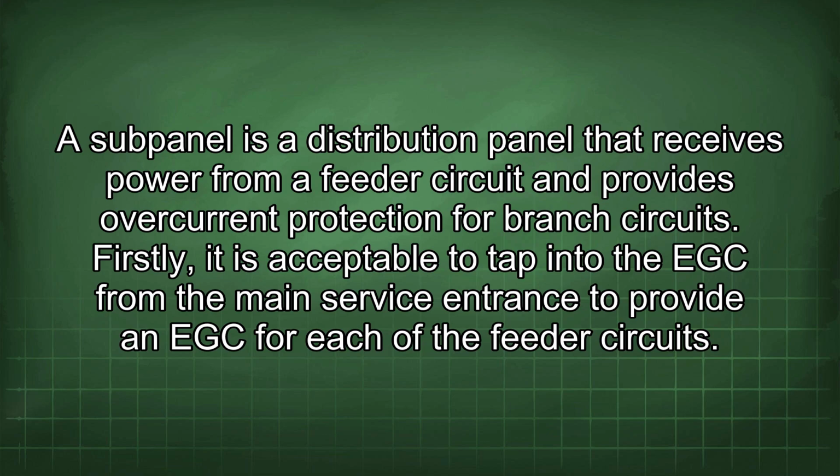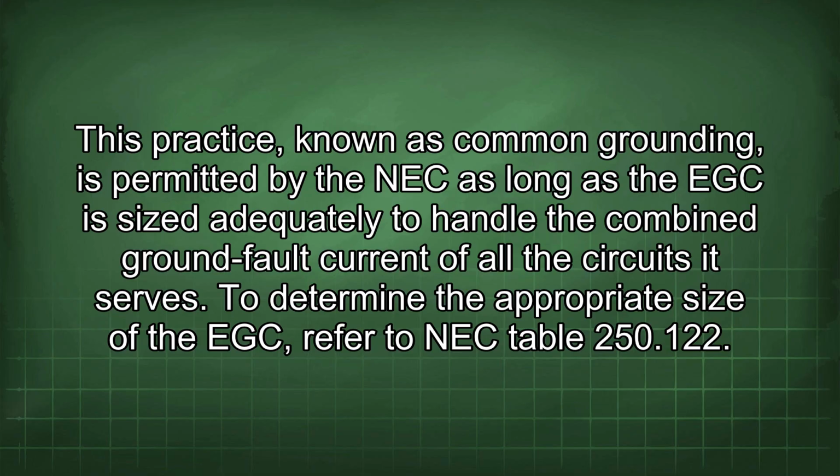Firstly, it is acceptable to tap into the EGC from the main service entrance to provide an EGC for each of the feeder circuits. This practice, known as common grounding, is permitted by the NEC as long as the EGC is sized adequately to handle the combined ground fault current of all the circuits it serves.